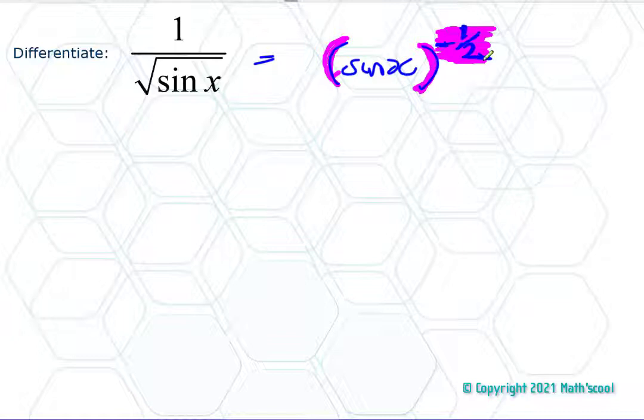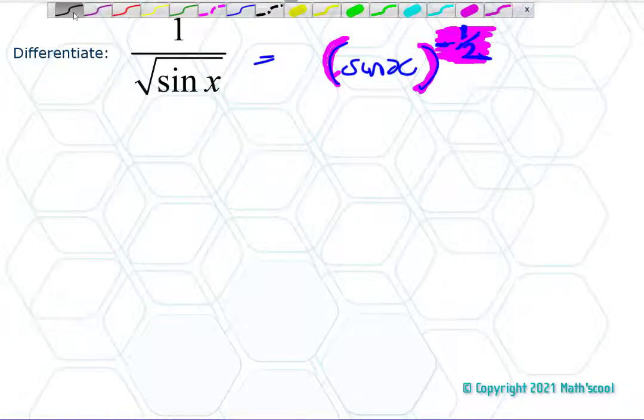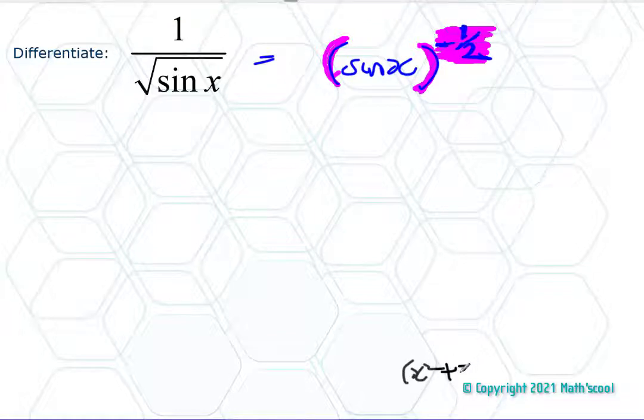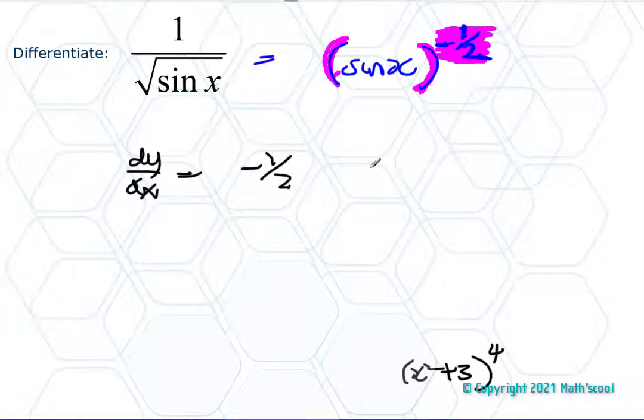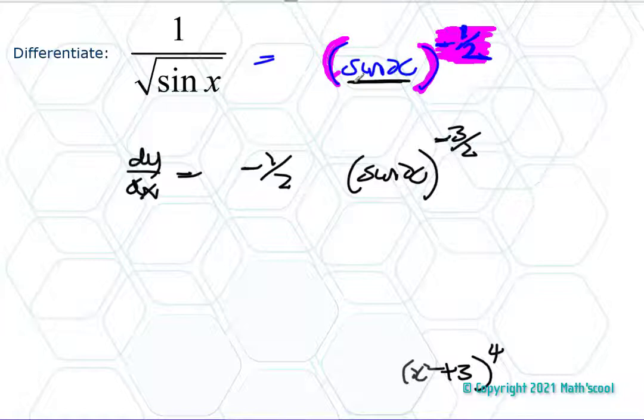So you have to differentiate it like you differentiate a power. What do I mean? Like you differentiate x squared plus 3 to the power 4: the 4 comes down, you knock one off the power, you multiply by the differential of the brackets. So the same thing happens here. The minus a half is going to come down. You're going to get sine x to the minus 3 over 2, and you're going to multiply by the differential of the brackets. Differential of sine x is cos x. And just tidy that up.